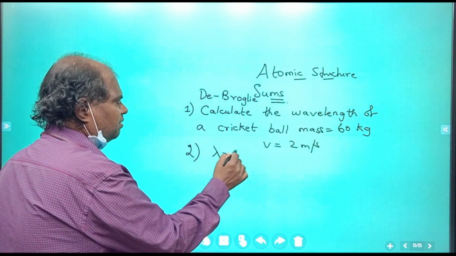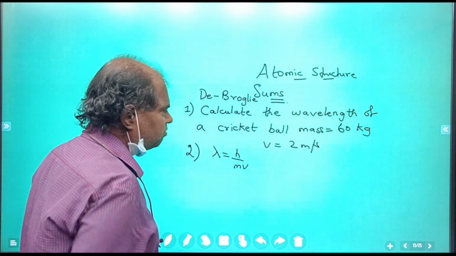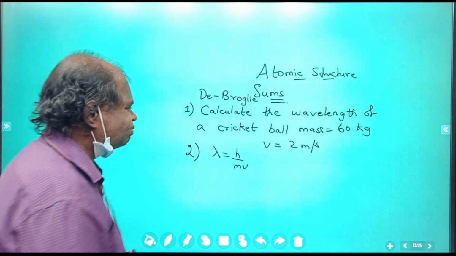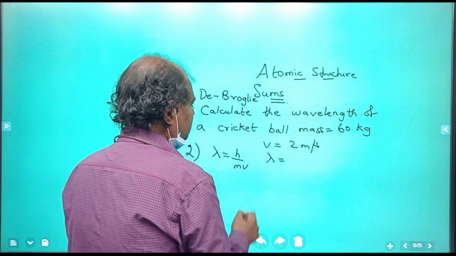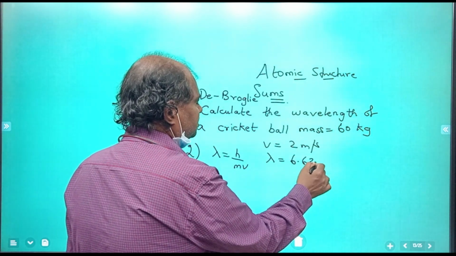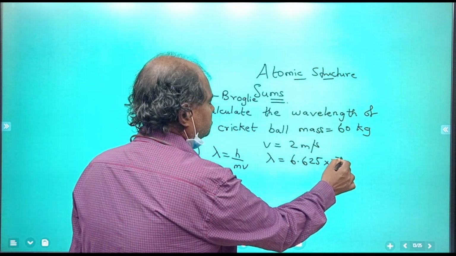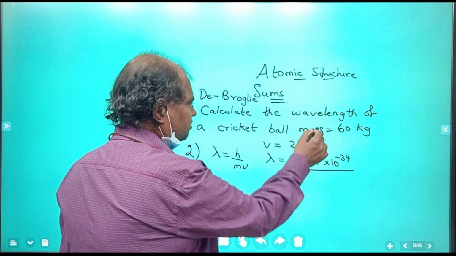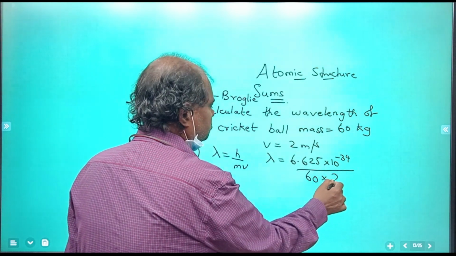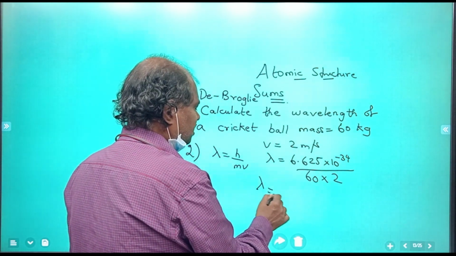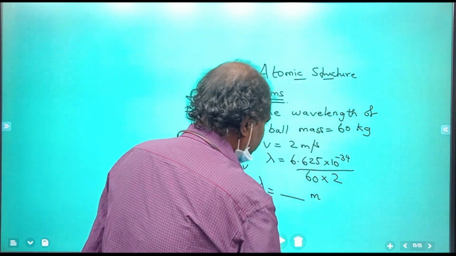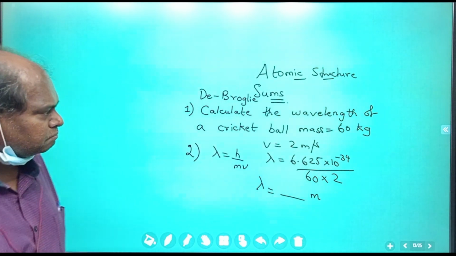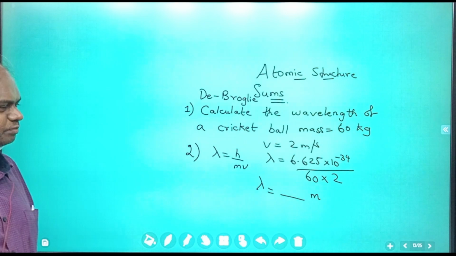The formula is lambda is equal to h by mv. In this session, students will solve mainly questions. So, we can calculate the wavelength using this. What is the value of h? 6.625 into, very good, 10 to the power minus 34. The mass we have given you, 60 kg, velocity is also 2. So students, if you substitute, you'll get the answer. And this wavelength will be in meters. Fine? So you will get the answer in meters.